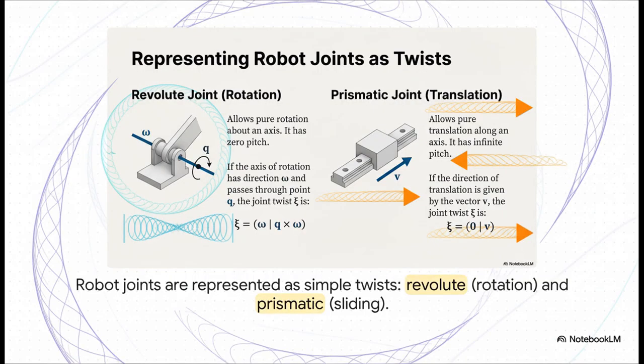So how does this actually help us with robots? Well, it's perfect. The most fundamental joints are described so beautifully by this. A revolute joint, one that just rotates, that's just a simple twist with 0 pitch. A prismatic joint, one that just slides back and forth, that's a twist with infinite pitch. It's simple, it's geometric, and it just makes sense.